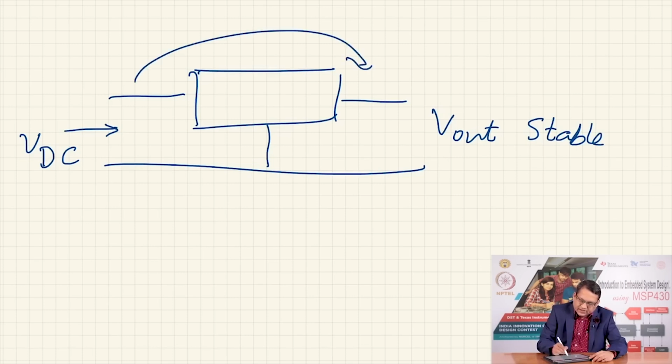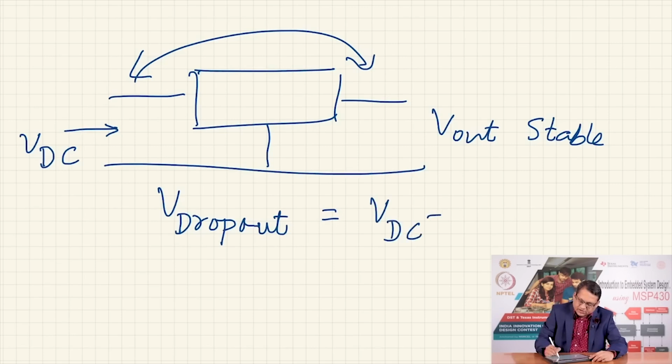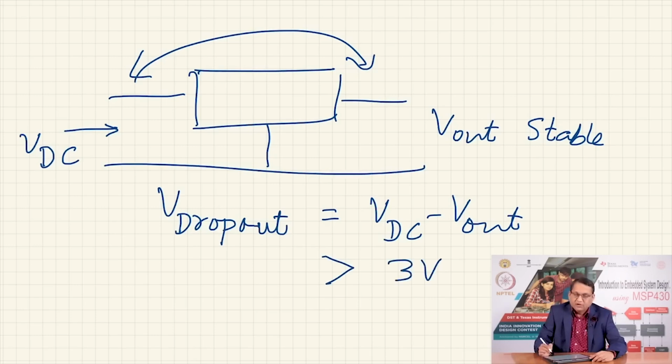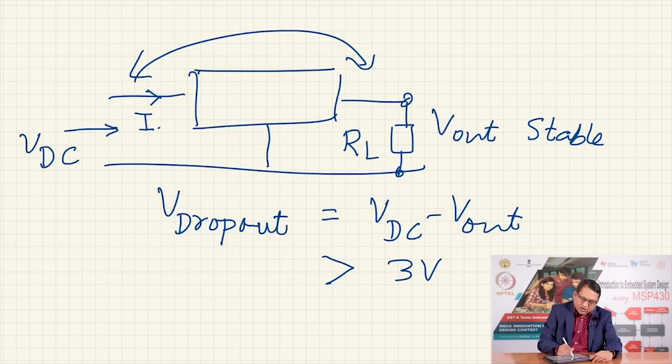The difference between this and this is called dropout. V dropout is equal to VDC minus V out, and V dropout has to be greater than 3 volts for these 7/8 series of regulators. Also, even if I have not connected any load, you will find that these linear regulators consume some current, and this is called the quiescent current.